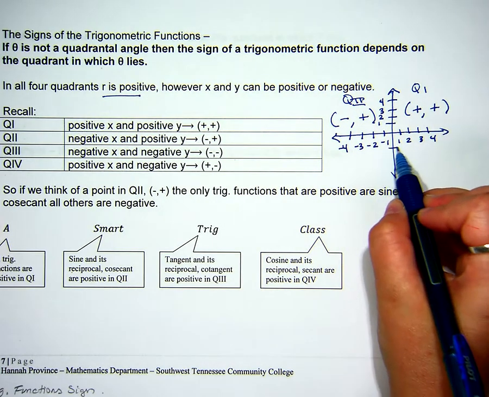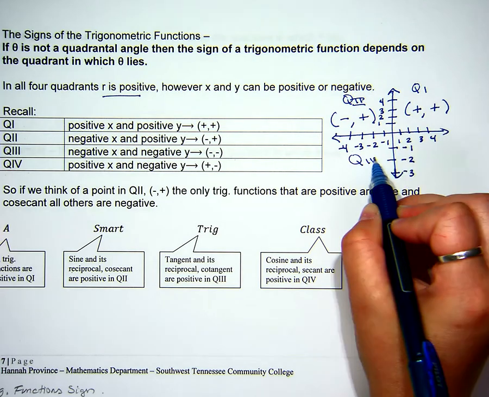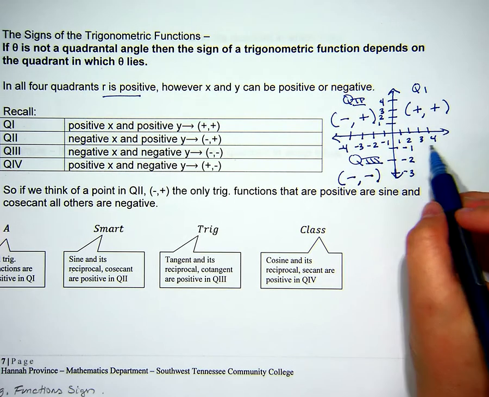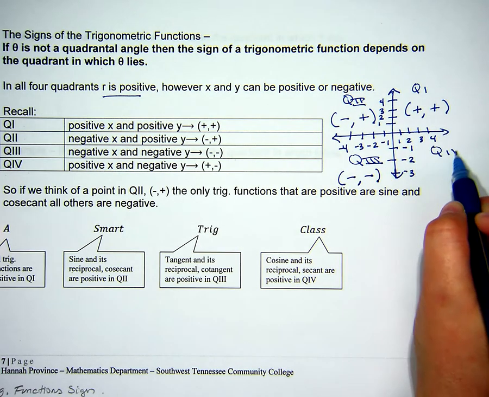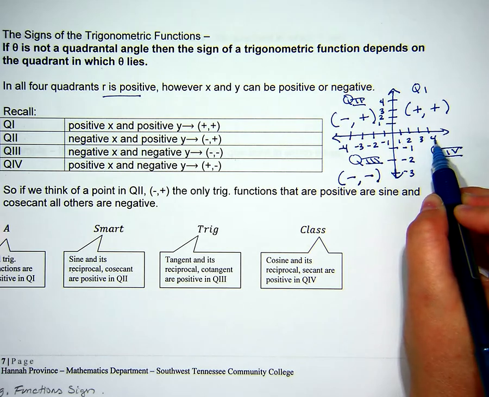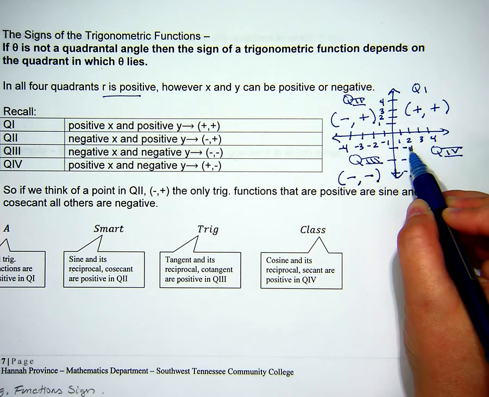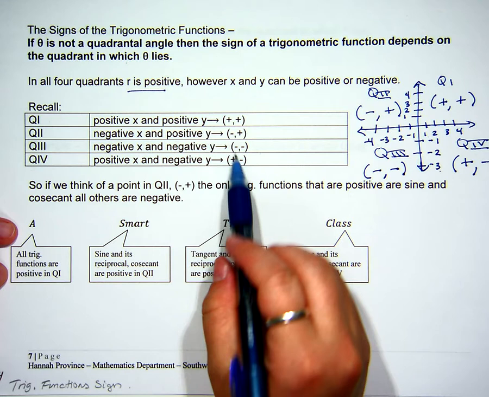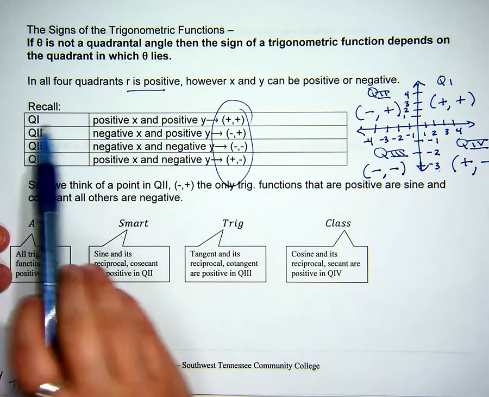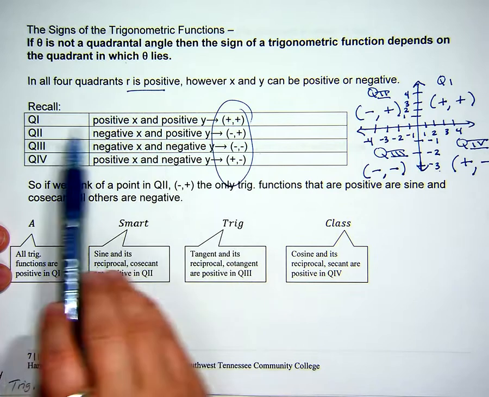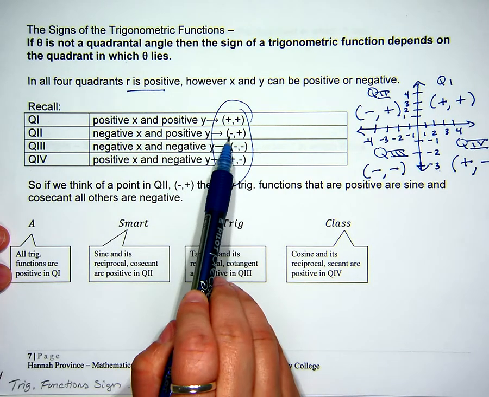In the next quadrant, I have negative y's down here and negative x's up here. So in quadrant 3, negative x, negative y. The last quadrant, quadrant 4, I have positive x's and negative y's. So that's why over here I've written these using this notation. Again, quadrant 1, positive x, positive y. Quadrant 2, negative, positive, and so forth.